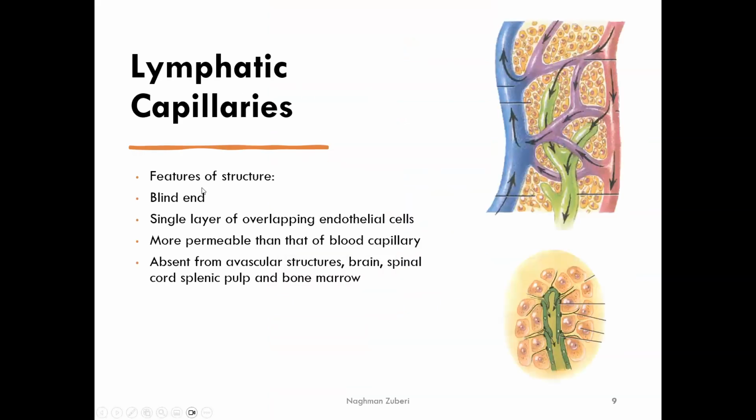Lymphatic capillaries. Looking at the structural features of the lymphatic capillaries, they have a blind end. There is a single layer of overlapping endothelial cells. They are more permeable than blood capillaries. They are absent from avascular structures. Structures which are avascular do not have lymphatic capillaries either. The brain and spinal cord don't have lymphatic vessels or lymphatic capillaries, and neither do the splenic pulp and bone marrow.